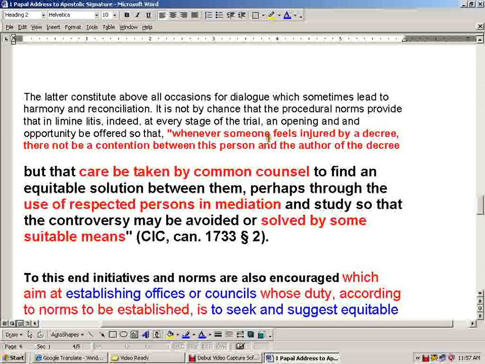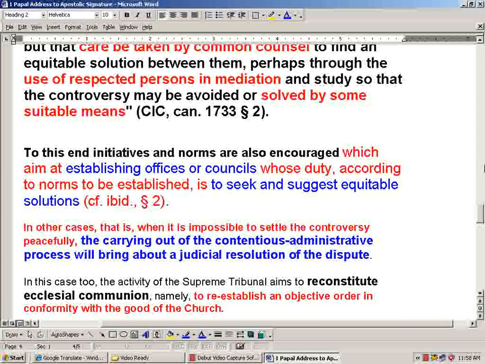Whenever someone feels injured by a decree, there should not be a contention between the person and the author of the decree. So, we're supposed to be able to go and say, hey, I don't agree with this. But that care be taken by common counsel to find an equitable solution between them, perhaps through the use of respected persons in mediation, and study so that the controversy may be avoided or solved by some suitable means. Right, they're going to pick up the phone and make a phone call.